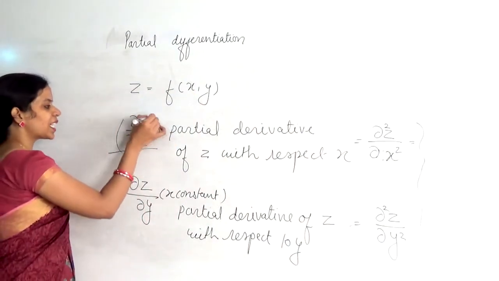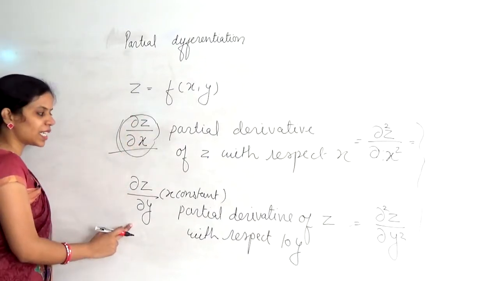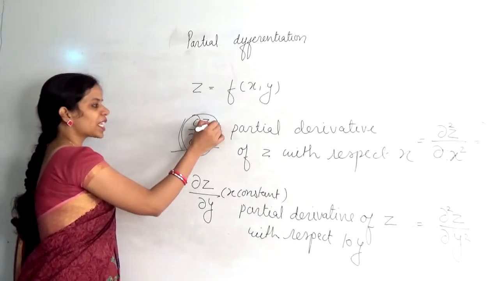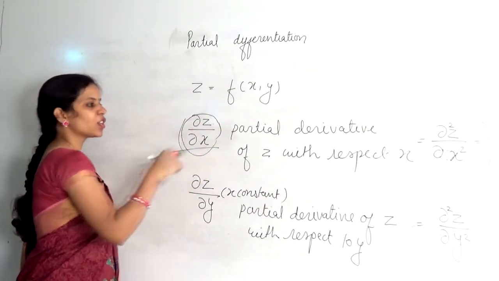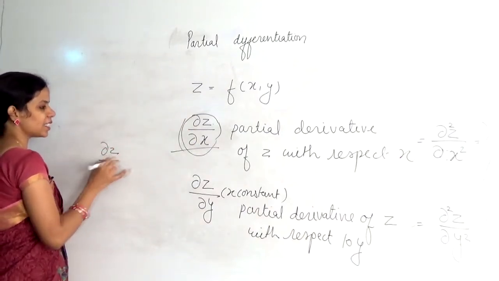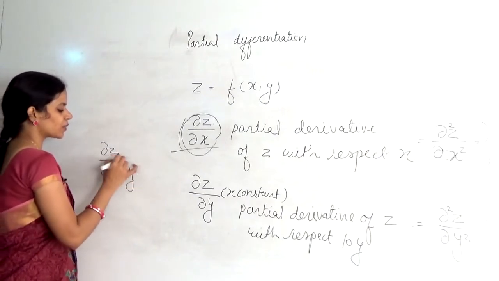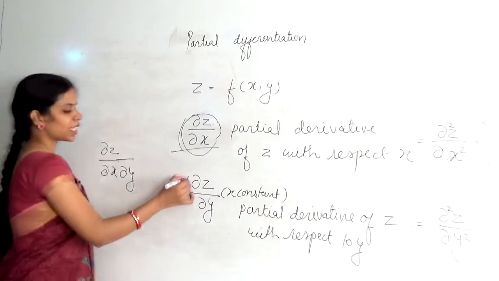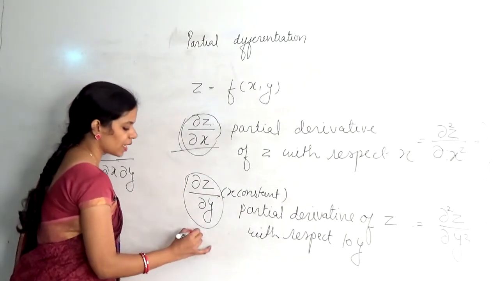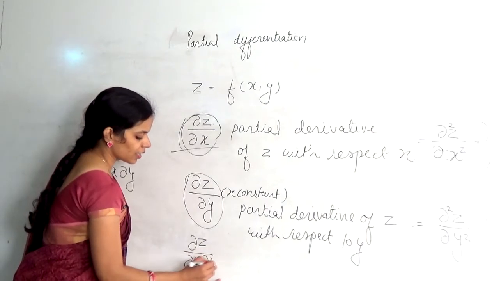Also, we can differentiate del z upon del x or del z upon del y with respect to another variable. For example, we can differentiate del z upon del x with respect to y, and then we can write it as del square z upon del x del y. If we differentiate del z upon del y with respect to x, then we can call it del square z upon del y del x.